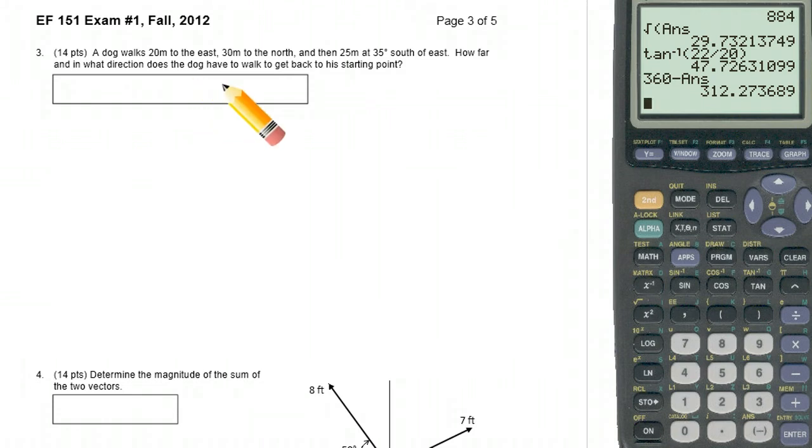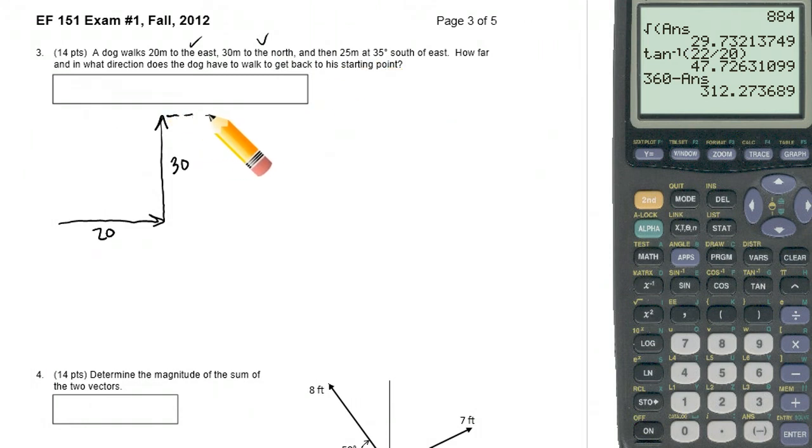So let's start out. We're going to go east and then north and south of east. So east, north, south of east. So let's start about right here. Okay. Try to draw it about to scale. So there's 20. Let's get that fixed. 20 east. Okay. And 30 north. 25 south of east. Alright, at 35 degrees south of east.